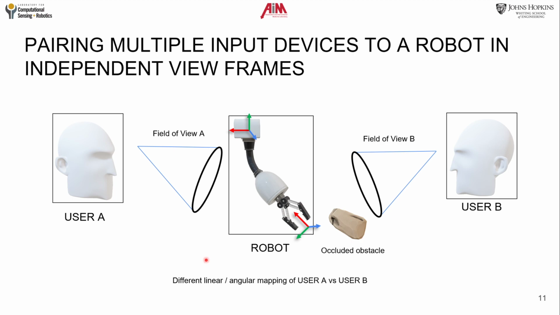As shown here, user A has a natural hand-eye alignment with the robot and user B does not. However, user B may be able to perceive obstacles that user A cannot. Both the users should be able to teleoperate the robot and feel the force feedback in their view frames. Furthermore, the force feedback should be disconnected between the two input devices.